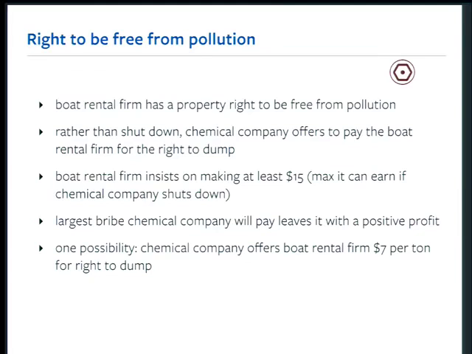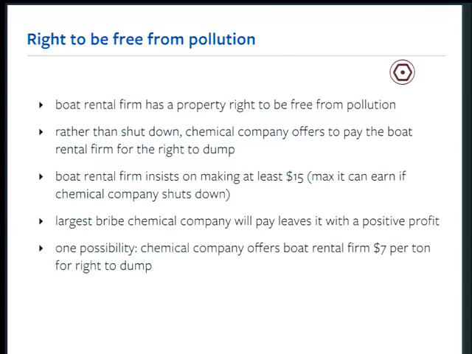The boat firm can enforce this with a big mean sheriff who walks up to the polluter and says, turn off this stuff. The boat people are saying the lake smells. So the boat people can allow the firm to produce, and they can tell them how much to produce, or whatever they want. It's their lake. So the boat rental firm has a property right to be free from pollution, and it can enforce that property right. So what's going to happen here?